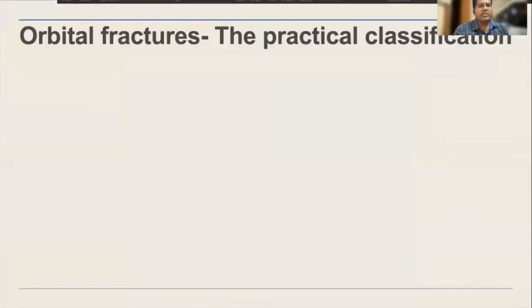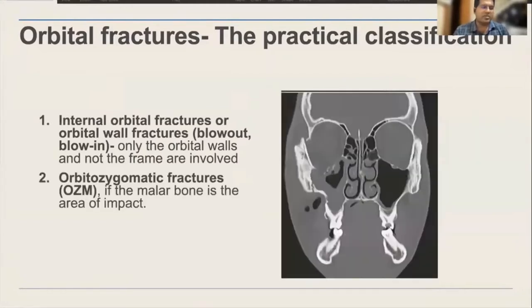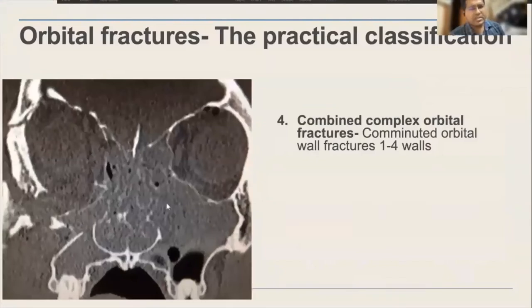A practical classification of the orbital fractures is the simple blowout or blow-in fractures, where only the orbital walls are involved and not the rim. And the orbito-zygomatic fractures, or the classical tripod fracture or the quadripod fracture, where the impact is right on the malar bone of the face. The nasal orbito-ethmoidal fractures, or the NOE fractures, where the impact is right on the nasal side or the upper mid face. Complex fractures, where there is no clear pattern, and one to all the four walls of the orbit can be involved.